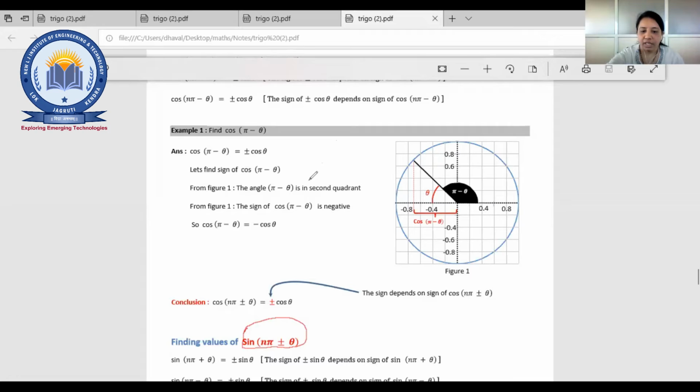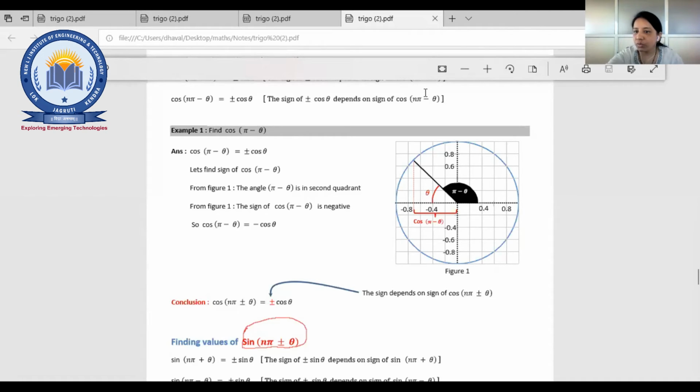And I told you that whenever it is n pi plus or minus something, the right side will also have the same function, sine, in the answer. You just need to tell the sign of the answer. We only need to mention how the sign will come. Okay, Devanshi and Dhruvin. Both positive. Okay, minus sine theta. Some are saying it's a minus sign, some are saying it's plus.